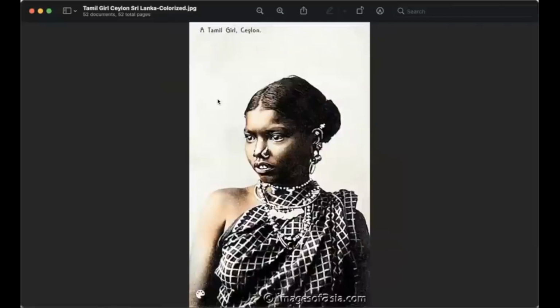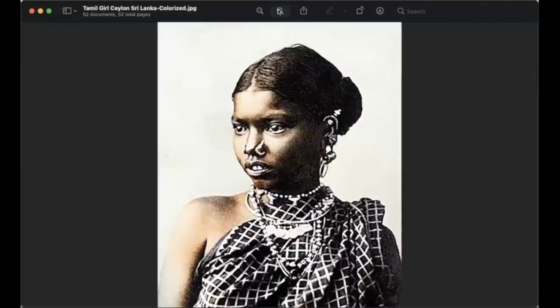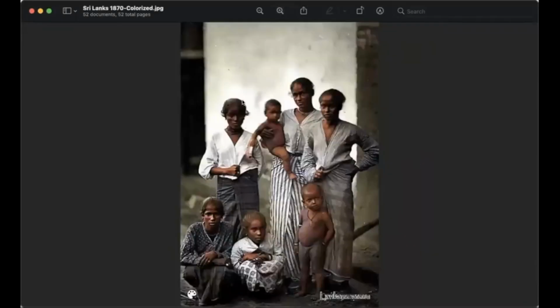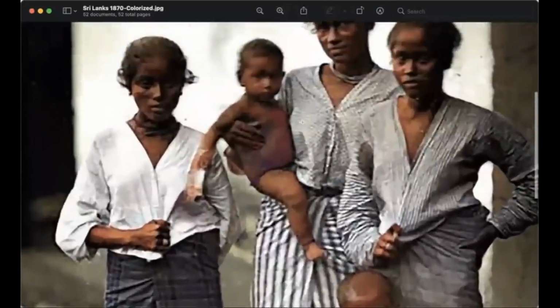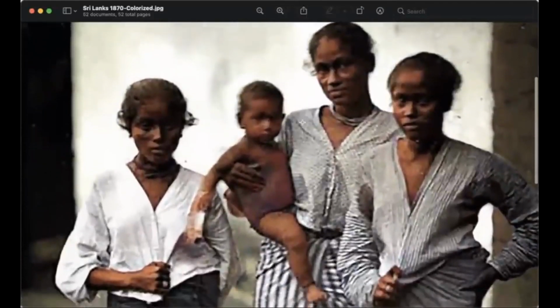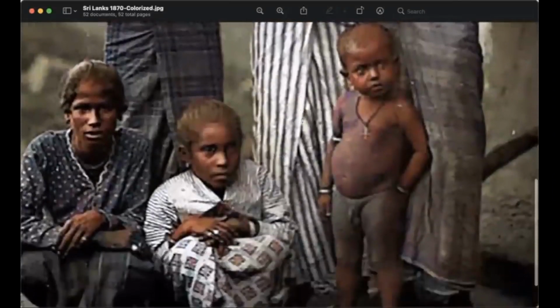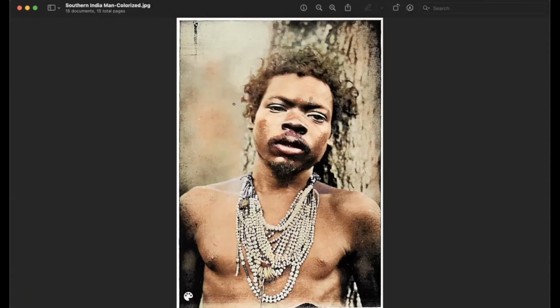This is a Tamil girl from Ceylon, Sri Lanka. Again, remember that book told us that they were bringing these people and labeling them Indians, these so-called Chinos, from Southeast Asia and the Indian subcontinent. Right here, we got also other people from Sri Lanka, indigenous Sri Lankan people. Again, Southeast Asian, Indian subcontinent. Southern Indian men, from the southern part of Hindustan, as it was called before, today known as India. And that's an indigenous person from India.